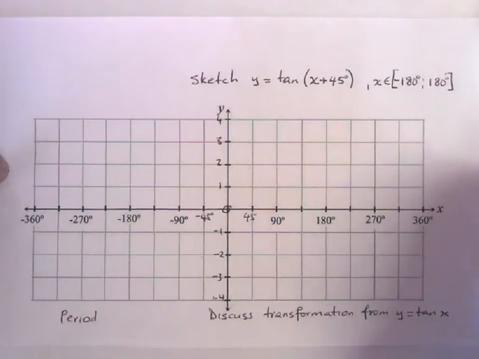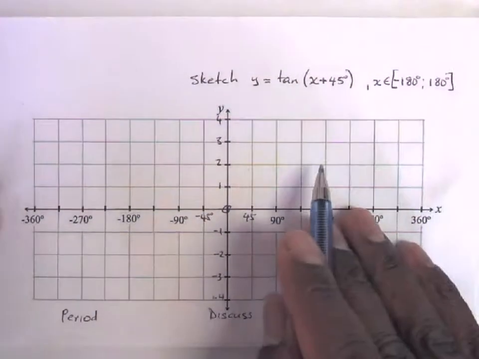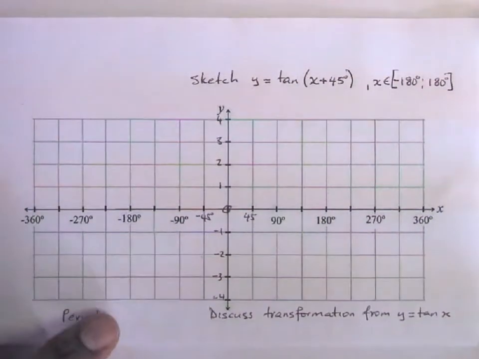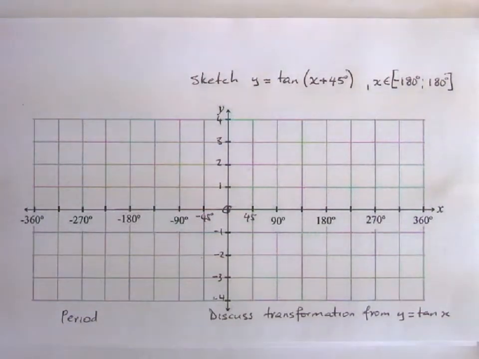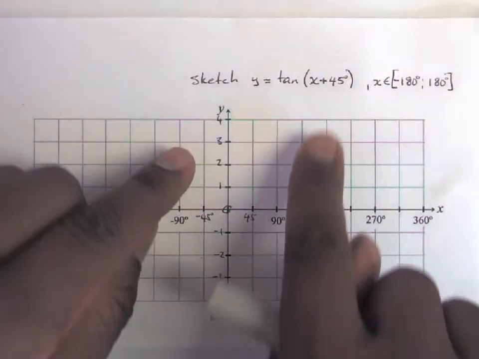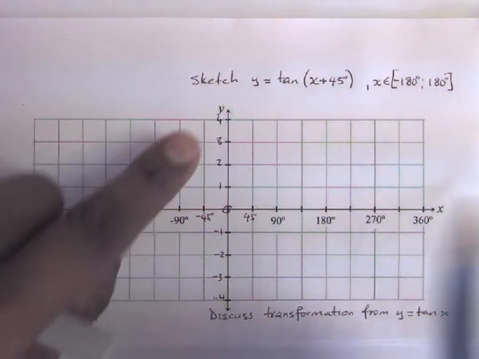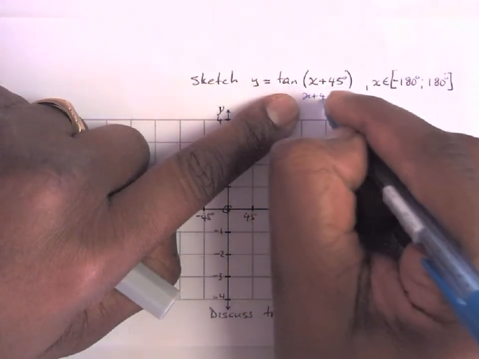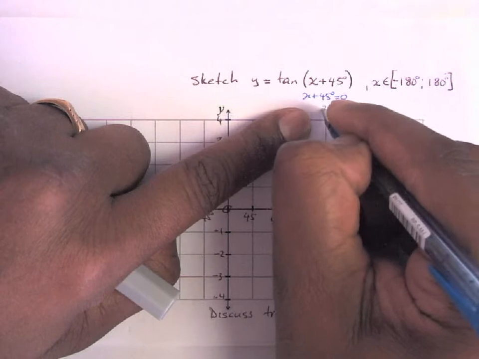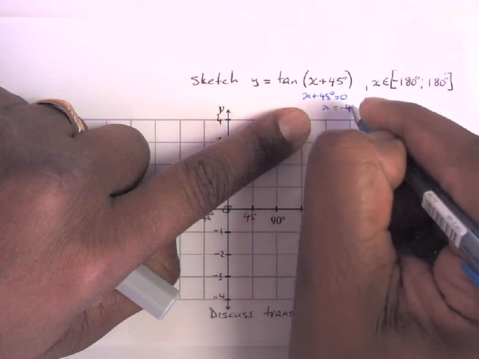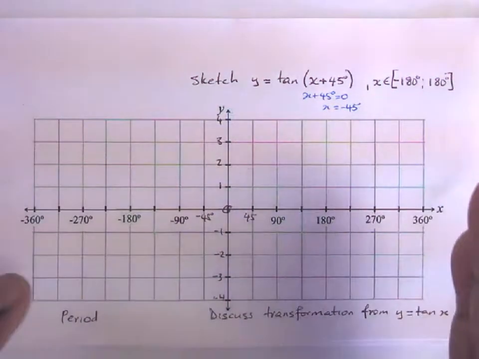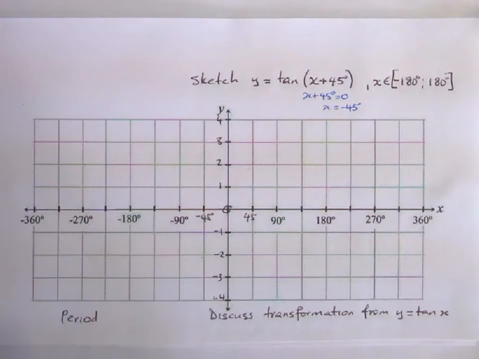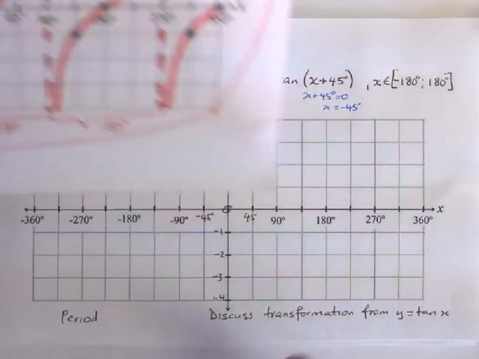Next, what about this one here? Say now, sketch the graph of y equals tan of x plus 45. What has happened to the graph now? Remember, when it's like this, we've got to solve for x when we've got the bracket here. Say x plus 45 degrees is equal to 0, so x is equal to minus 45 degrees. Meaning that the graph has been shifted 45 degrees to the left. So all of the points will be shifted 45 degrees to the left.